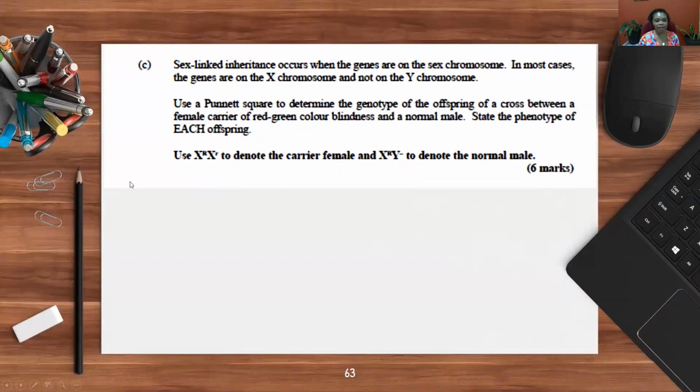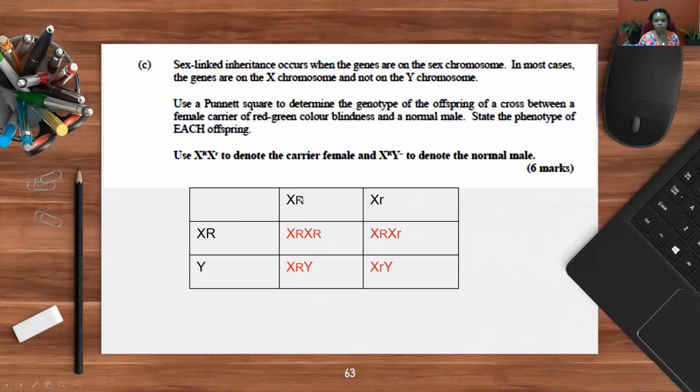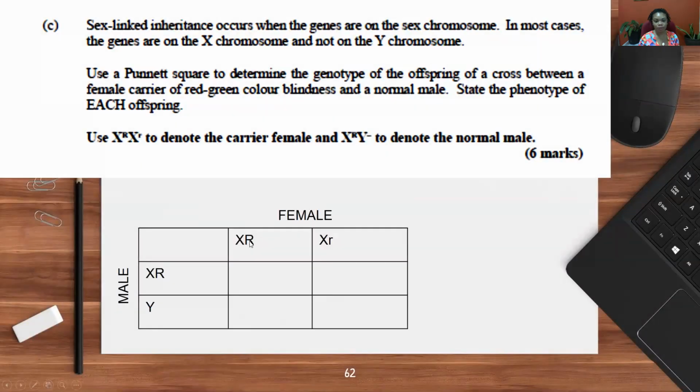So let's look at that. This is the female XX and this is the male XY. R here is to tell you what to use. So this person is a normal male and the female is a carrier female.